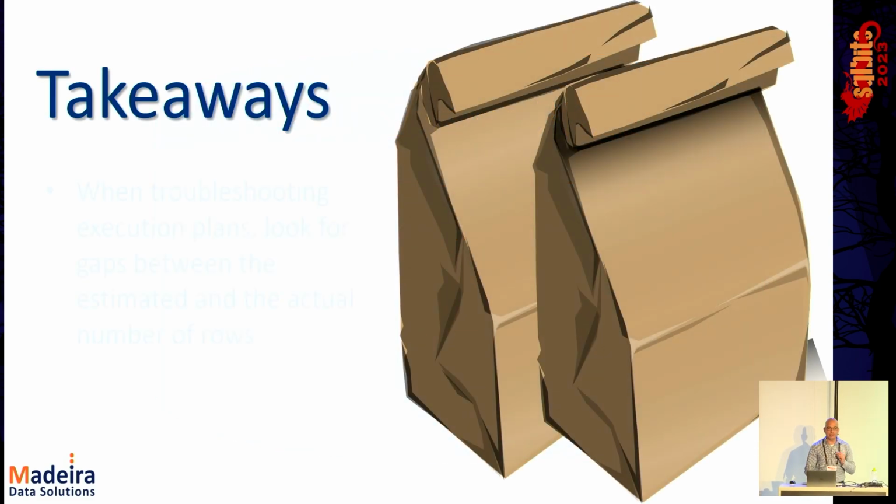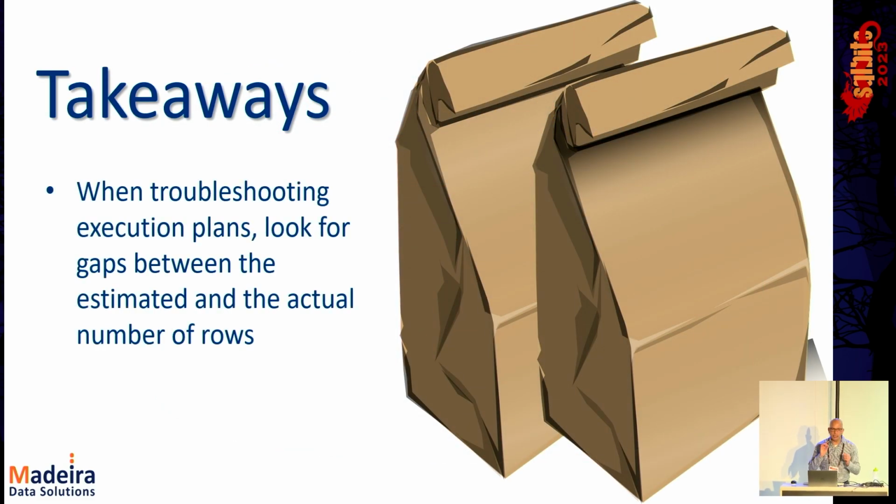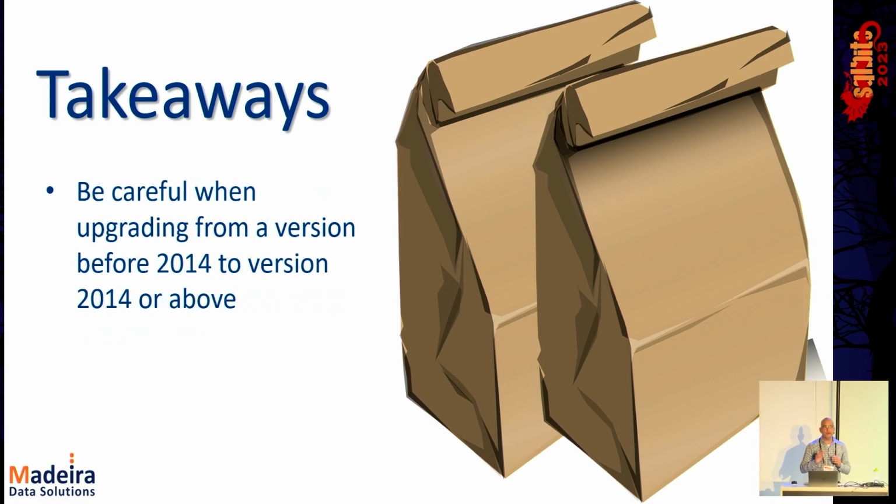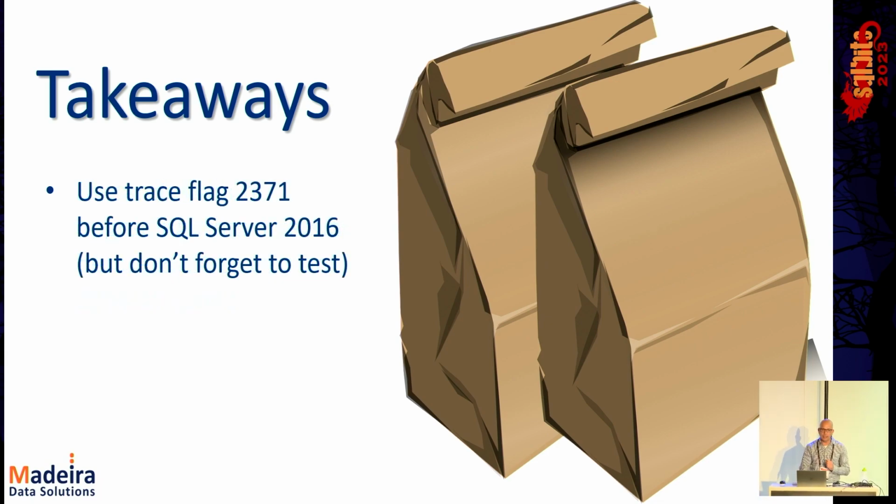And some takeaways. I know I'm late, sorry. So first thing, when you troubleshoot execution plans, look for the gaps between the estimated and actual number of rows. Very important, okay? The second thing, if you upgrade from something before 2014, be very careful because I saw a lot of customers fail when they upgrade to the new cardinality estimator. It might affect your query plans in all kinds of ways. You need to be careful, monitor, do it slowly, okay? Remember that. Use trace flag 2371 before 2016.